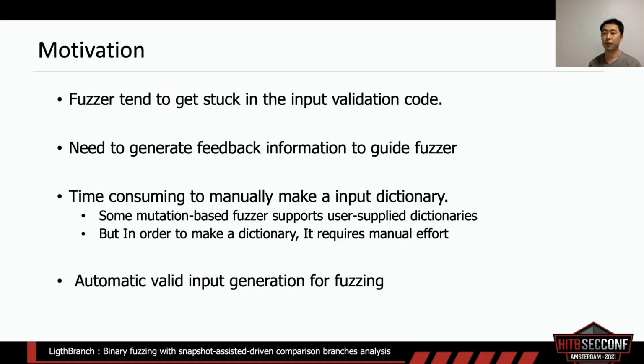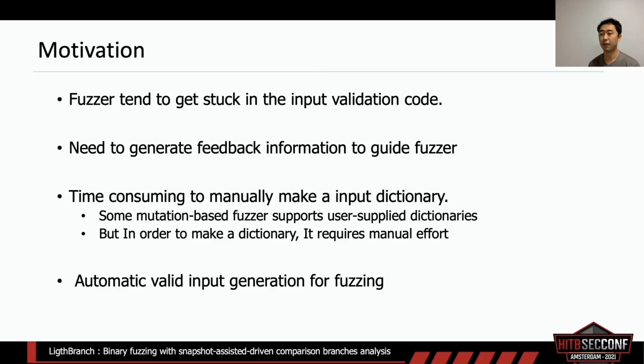So, motivations. A traditional problem in fuzzing is that the fuzzer tends to get stuck in input validation code during the deterministic fuzzing stage. So the fuzzer wastes a lot of energy to satisfy input validation checks. In order to solve this constraint, we need to supply feedback to the fuzzer, such as valid input. You know, most software vulnerabilities are highly associated with user input. So test case generation is becoming a more and more important part of fuzzing.